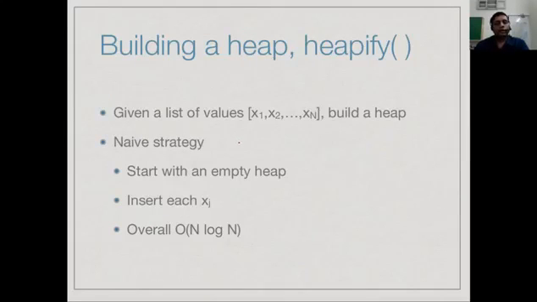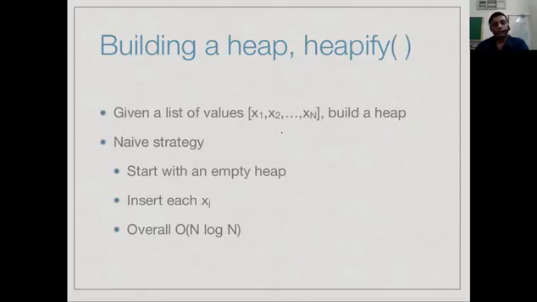So how do we start this whole process off? How do we build a heap from a given set of values? Right? So a very naive strategy would work as follows. I am given a set of n values, x1 to xn. So I start with an empty heap, right? And then I insert x1. So I have a heap of size 1. Then I insert x2. So now I have a heap of size 2 and so on.